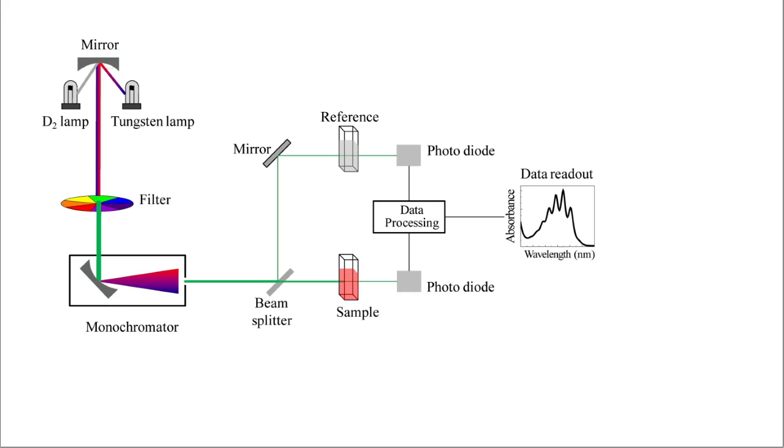The compounds both reflect and refract light in unique ways, so the inputs are sent through a diode to be processed, and the signals are then outputted onto the graph that is shown on the computer, measuring absorbance of the light versus the wavelength.